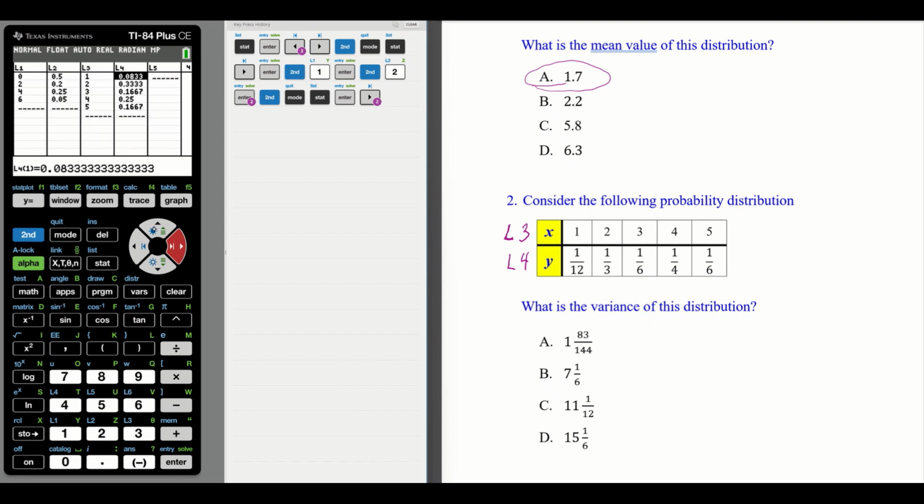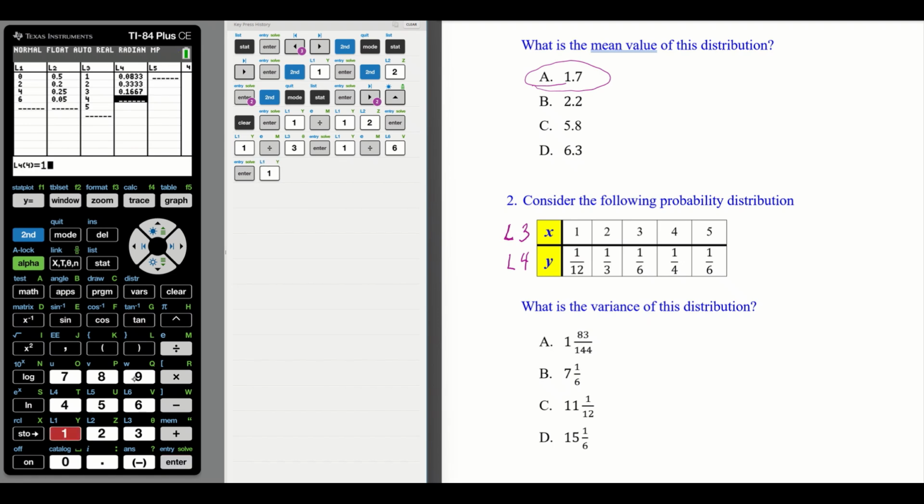Arrow over. Now I'm going to go up, clear this out. Remember, use clear. Don't cause yourself grief. I'm going to enter in these fractions as is. 1 divided by 12, enter. 1 divided by 3, enter. 1 divided by 6, enter. 1 divided by 4, enter. 1 divided by 6, enter.